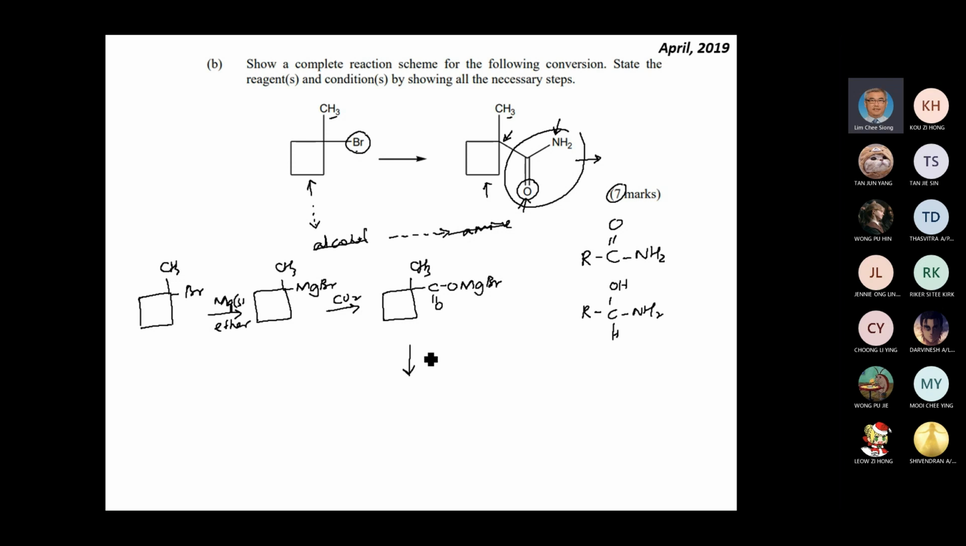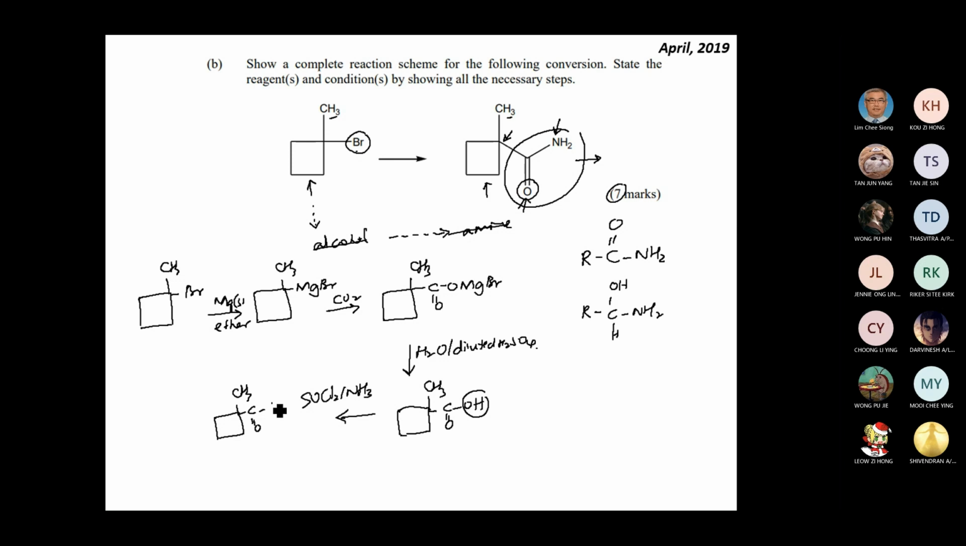Done. Okay, we put water under dilute H2SO4 to form carboxylic acid. Then this OH is going to be substituted by what? By SOCl2 and NH3. So finally, they can convert this compound. Okay, print screen, thank you.